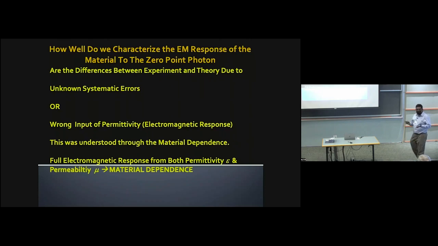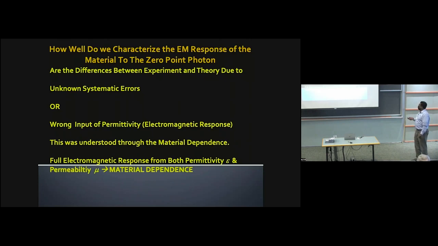The experiment could have systematic errors that we don't know about, or you have the wrong input of permittivity, because it's a critical parameter you're putting in when you compare theory and experiment. You could have the wrong permittivity in the theory. And you can solve some of this puzzle by trying different materials out, okay?